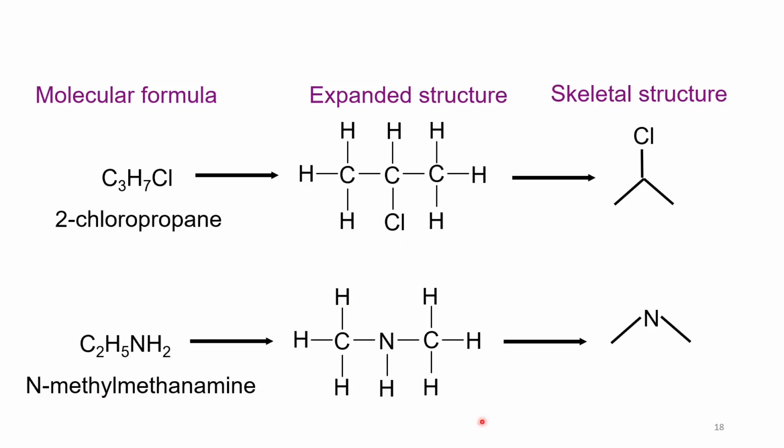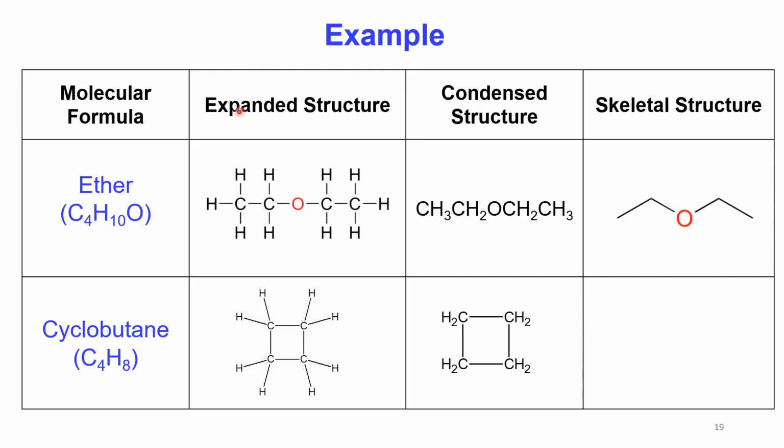And the last one is N-methylamine. From the expanded structure, we have CH3, CH3, and then this carbon attached to nitrogen, so write the nitrogen atom, and the second carbon is CH3. Alright, so this is the skeletal structure for N-methyl methanamine. Alright, so these are examples of how we can write expanded, condensed, and skeletal.